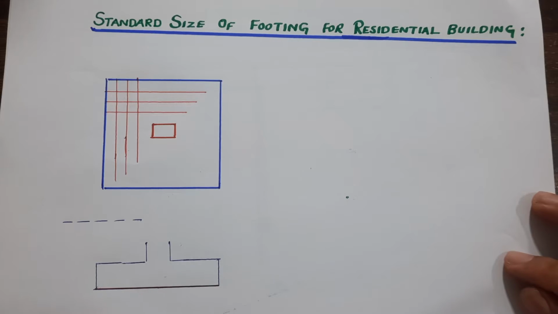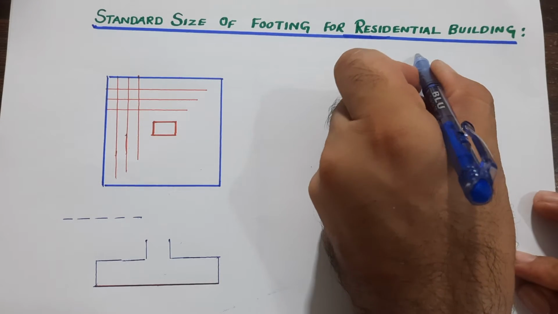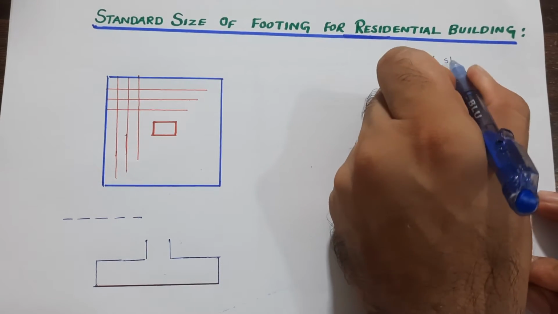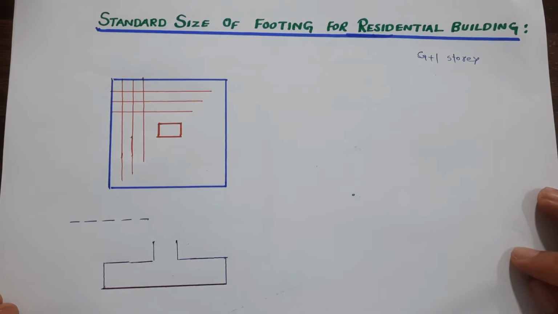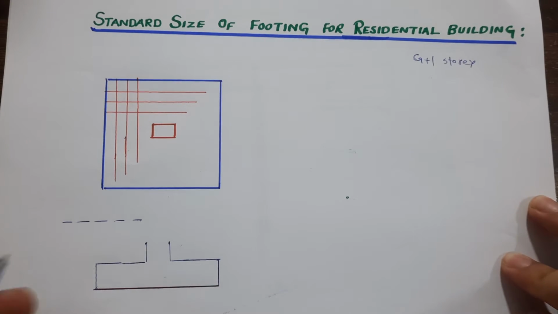Okay, so let's get started, guys. This is for G+1 story, ground floor plus first floor. Okay, first of all I will tell you size of column.